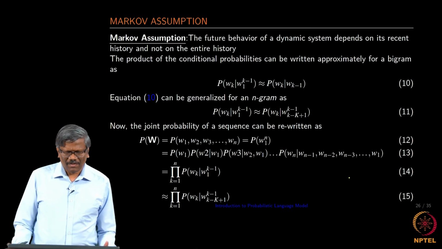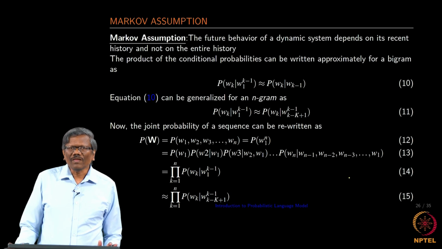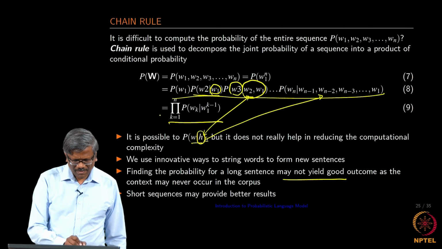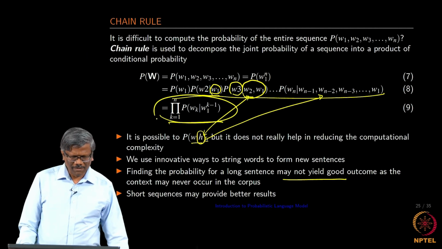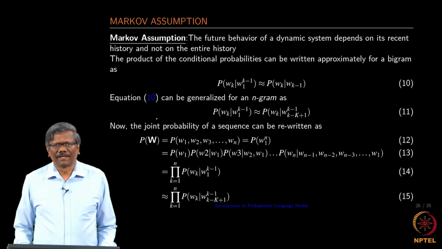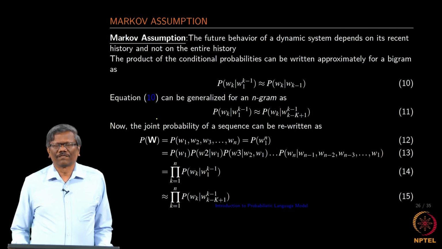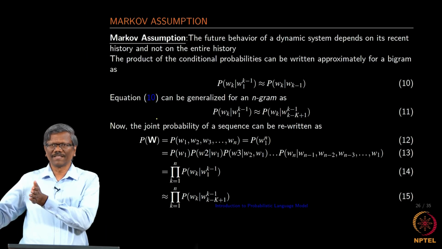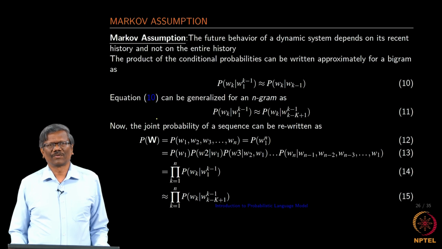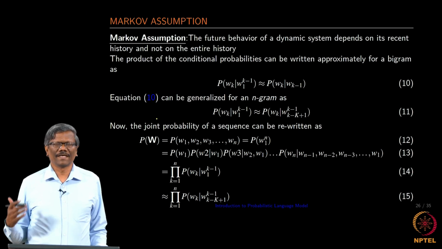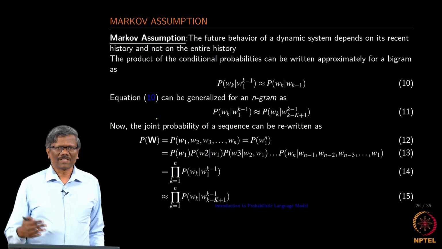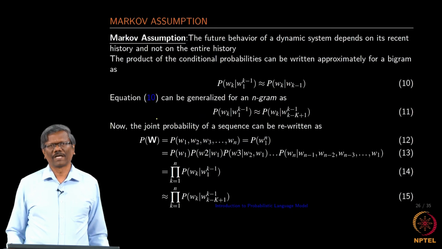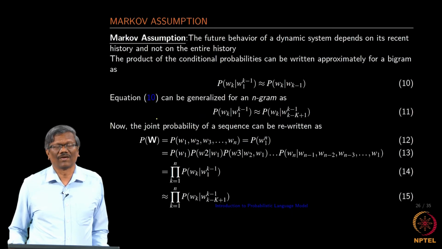Here what it does is we can approximately change the equation into a different form, where we define that the future behavior of the dynamic system depends only on the recent history, not on the entire history. We require only the recent set of words to compute the probability. So, we are saying that it is possible to approximately rewrite the statement that we had, or the equation that we had seen earlier, into an approximate form, where we would only use the recent history and not the entire history.